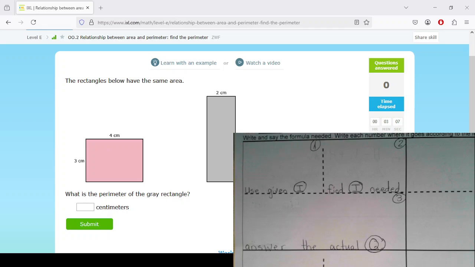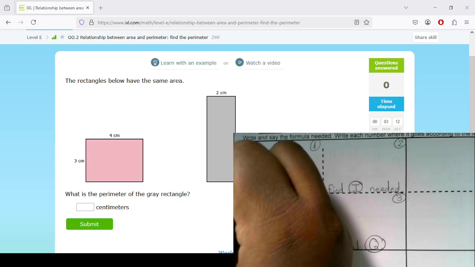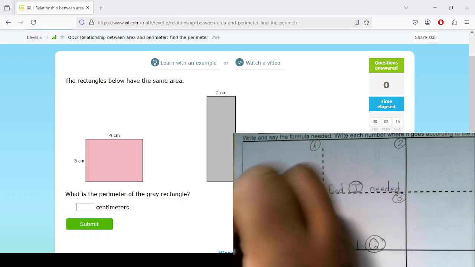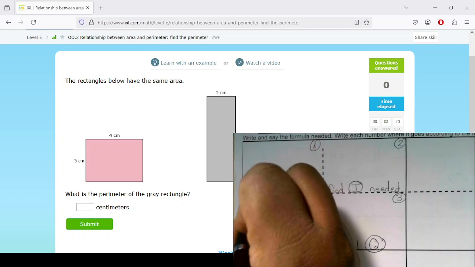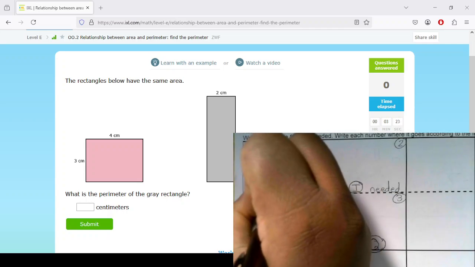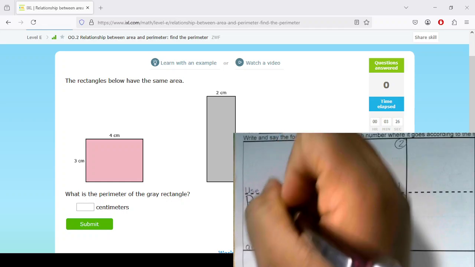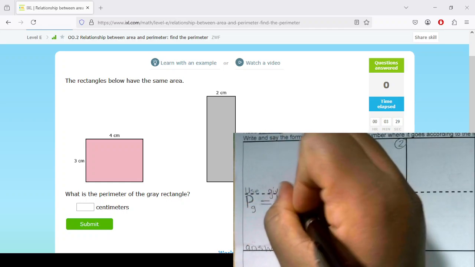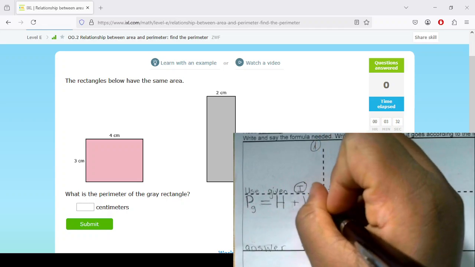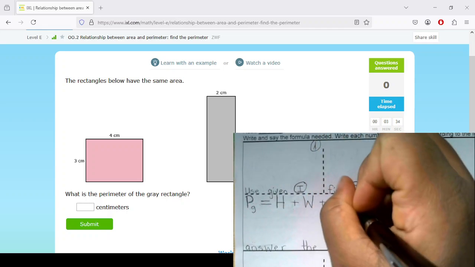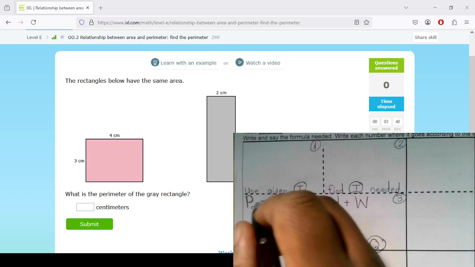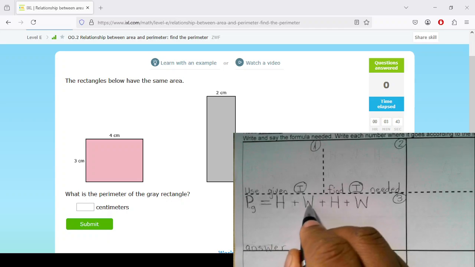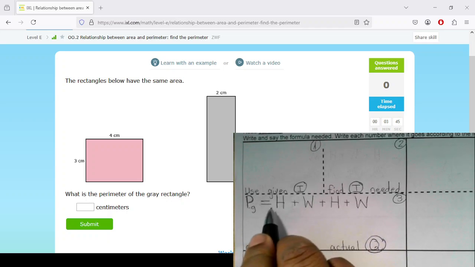So, I am asked, what is the perimeter of the gray rectangle? So I'm going to put perimeter, capital P. And because I have multiple rectangles, I'm going to put a G for gray. Perimeter of the gray rectangle is calculated by adding up the height and width of every side. Height plus width. Okay, and I don't know the perimeter, that's what my question is about, but I do know the width.